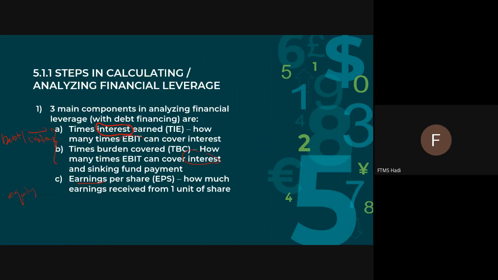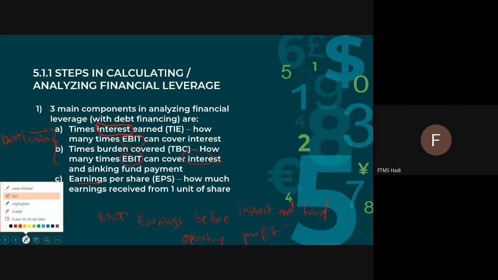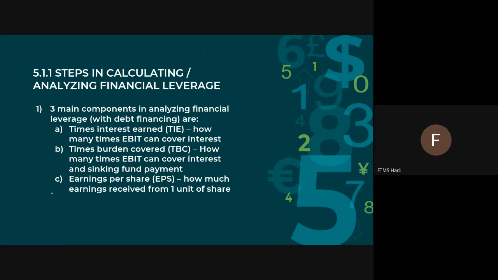For those who still don't know the word EBIT, EBIT means earnings before interest and tax, not income tax, interest and tax. In another name, we call it operating profit. Operating profit is the other name for EBIT. So if you learn the income statement, you know where EBIT is positioned.